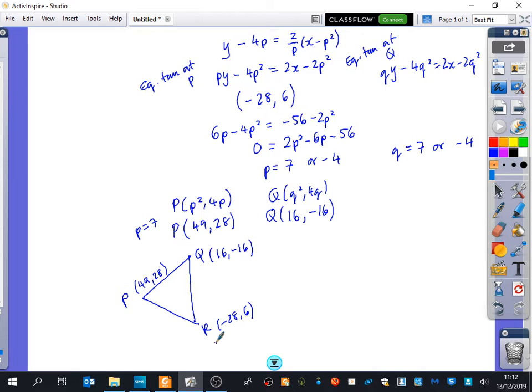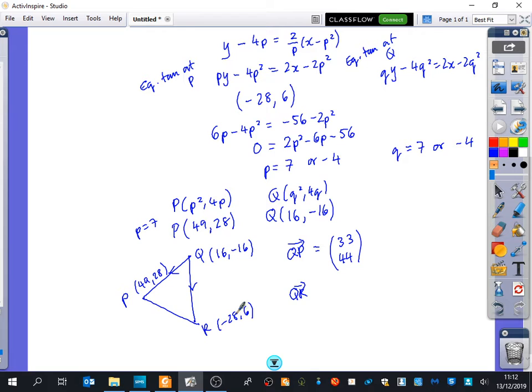So I'm going to work out two sides of the triangle as vectors. I don't really mind which two sides to do. I might do QP and QR. So you'll find out what QP is by doing this one minus this one. 49 minus 16 is 33. 28 minus 16 is 44.